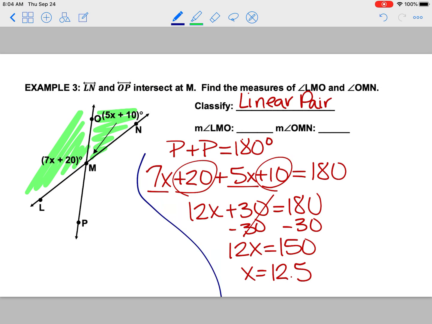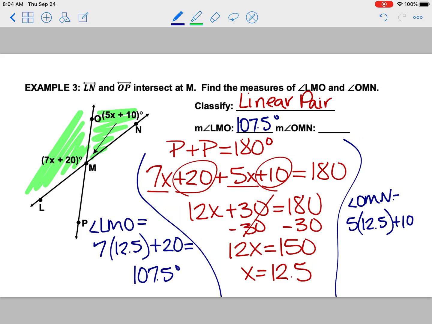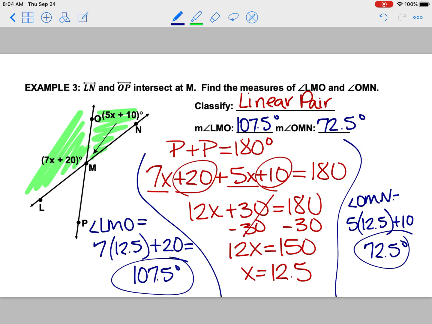We can say angle LMO is 7x. So x is 12.5 plus 20, and that's going to equal 107.5 degrees. Okay, so that was LMO. Let's go ahead and fill that in. We can do the same thing with OMN. Angle OMN was 5x plus 10, so 5 times 12.5 plus 10, and that's going to equal 72.5 degrees. Now, you can take those two to double check yourself, add them together, and they should add up to 180 degrees.